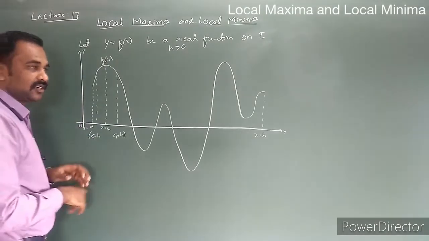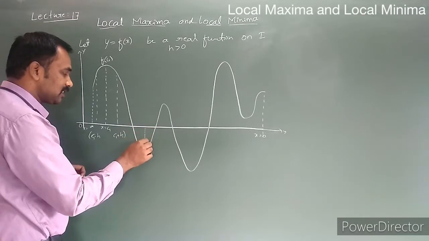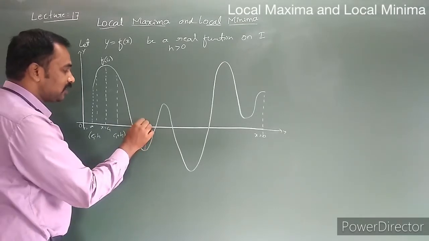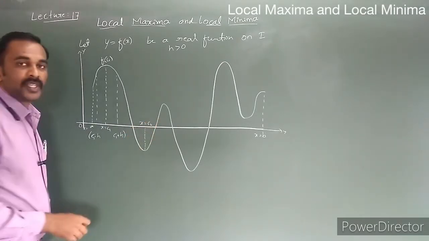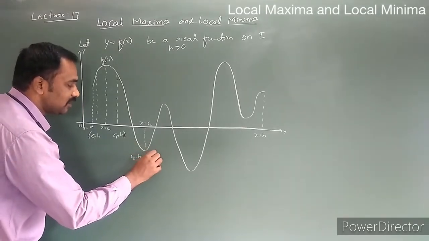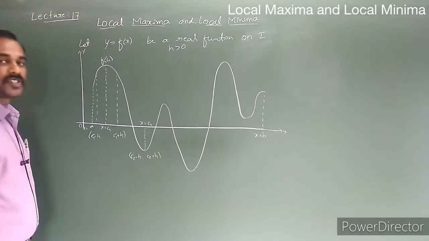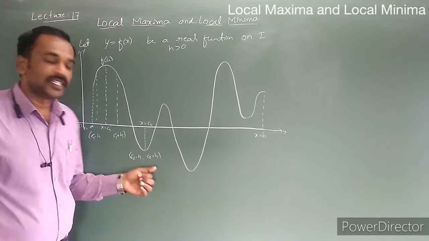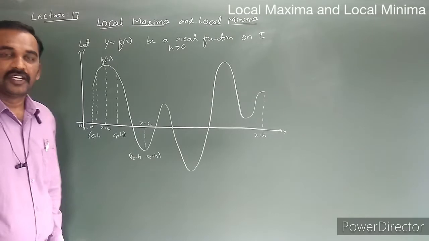Similarly, I need to discuss the minimum value. So for the minimum value, at this point, we can call it C2, where it is the minimum value in the interval (C2 minus h, C2 plus h). It is a local minimum.